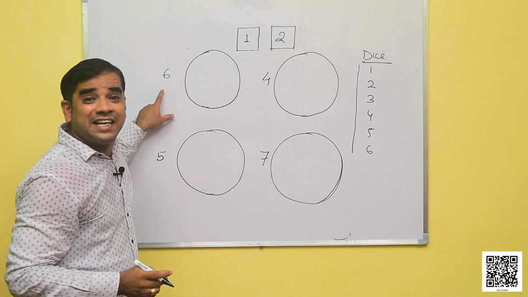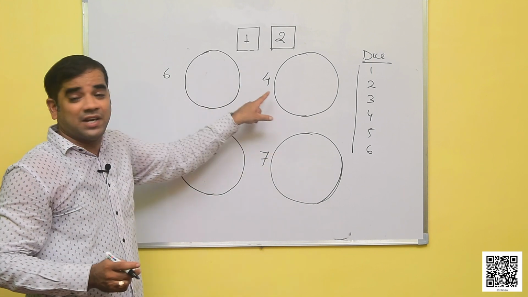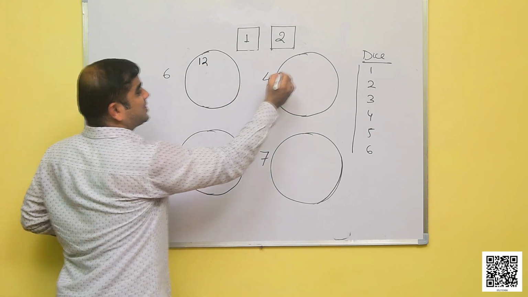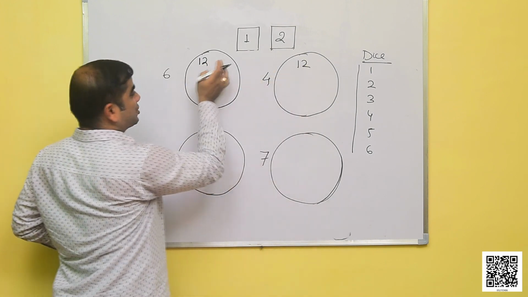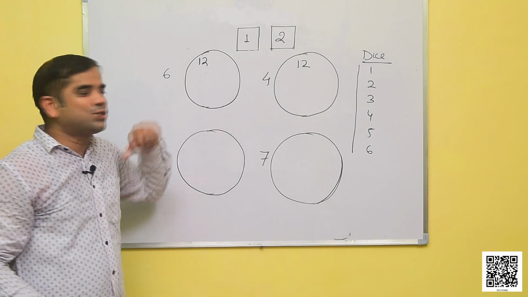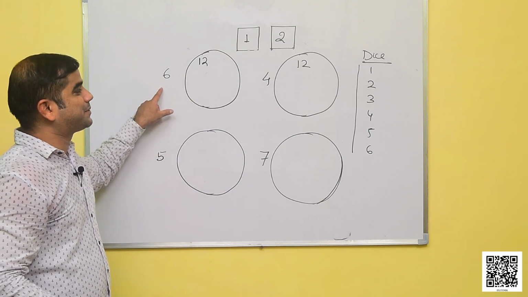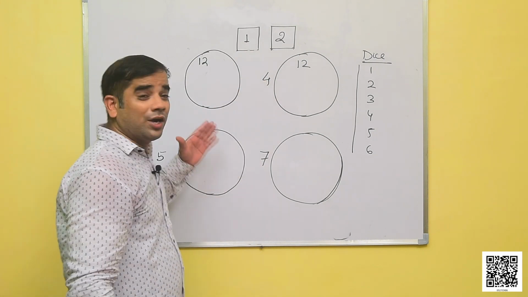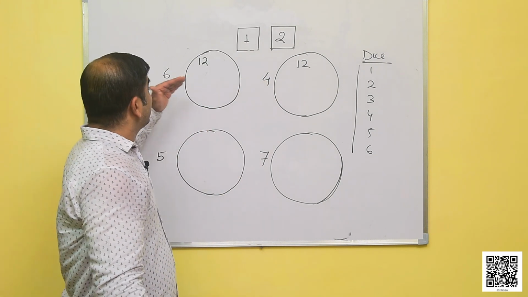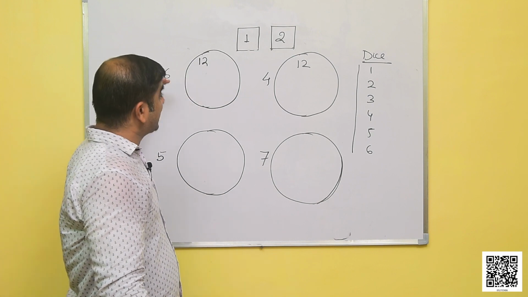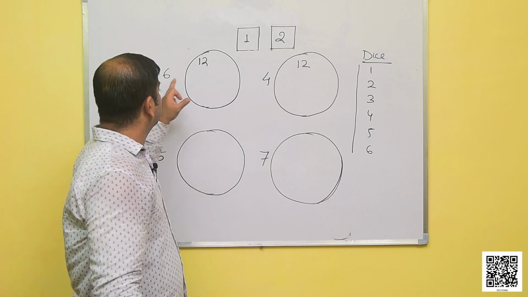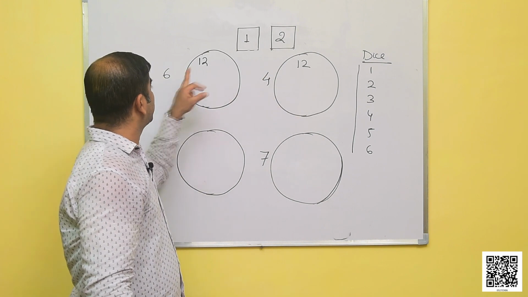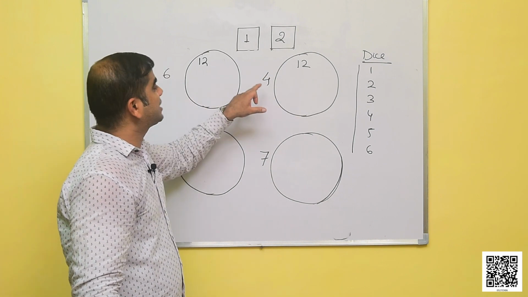See, it lies in 6 as well as 4. 6 twos are 12, 4 threes are 12. So 12 is a multiple of 6 as well as a multiple of 4. So we find that 12 lies in the tables of 6 as well as 4.